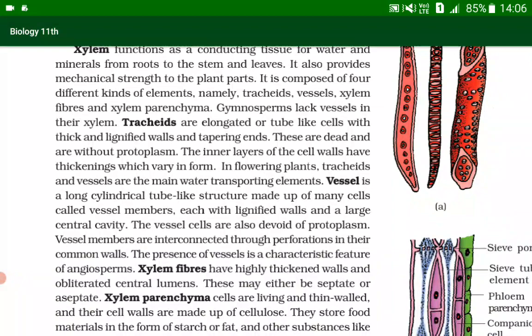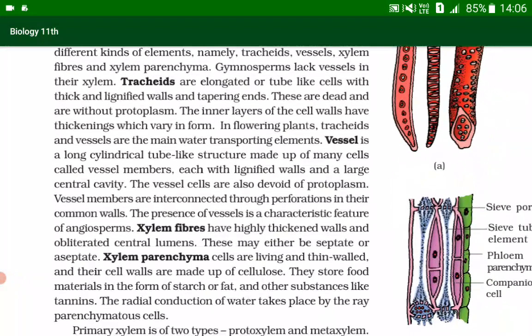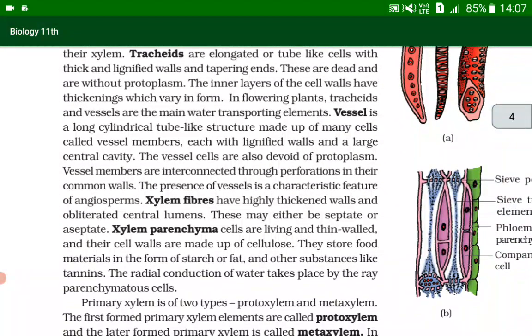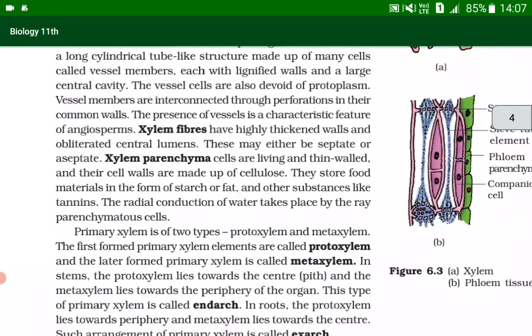In flowering plants, tracheids and vessels are the main water transporting elements. A vessel is a long cylindrical tube-like structure made up of many cells called vessel members, each with lignified walls and a large central cavity. The vessel cells are also devoid of protoplasm. Vessel members are interconnected through perforations in their common walls. The presence of vessels is a characteristic feature of angiosperms. Xylem fibers have highly thickened walls and obliterated central lumens. These may either be septate or aseptate.